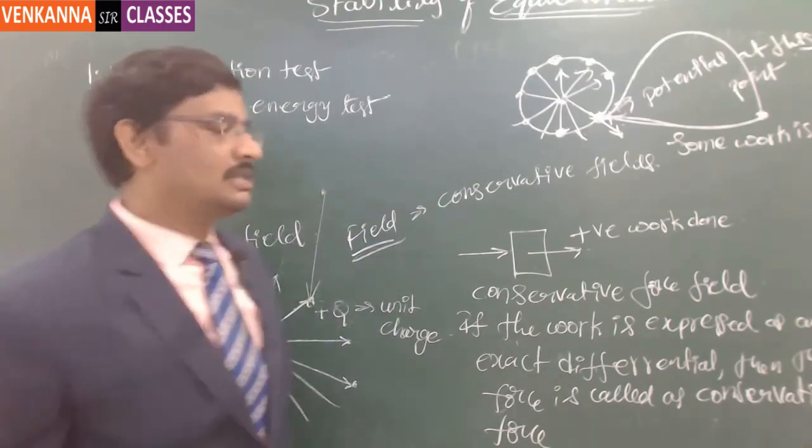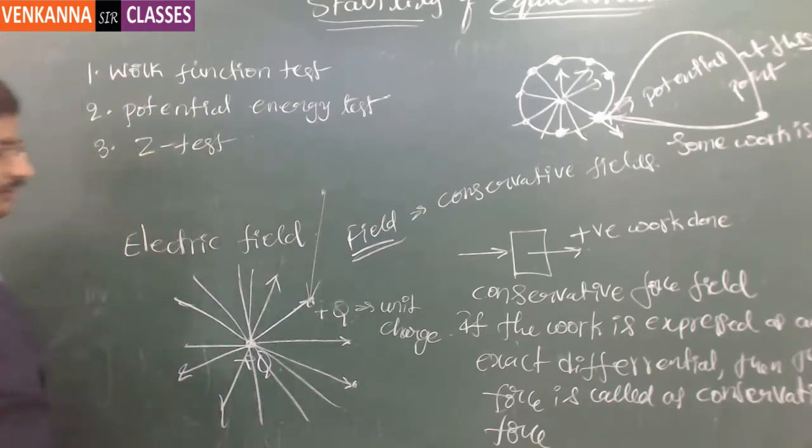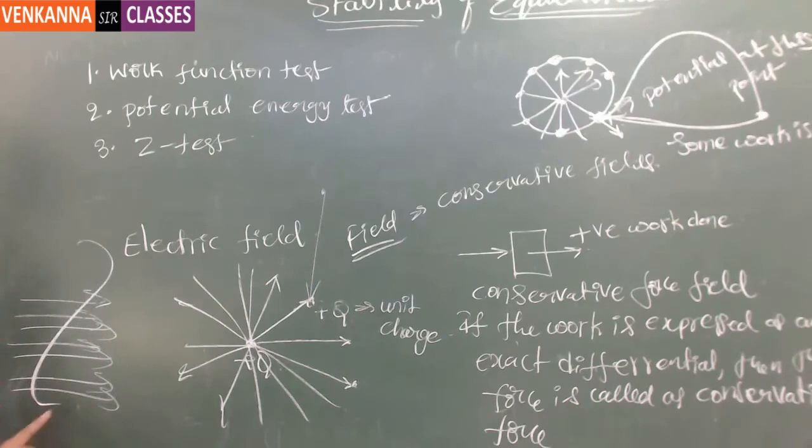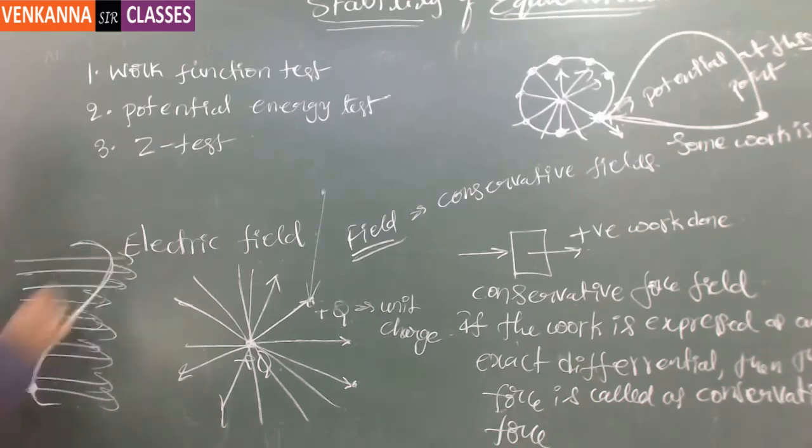Why? Because, see this, I will give a different example. Let us say there is a force like this. So this is the force field. And I have taken a path like this, and then I have moved this charged particle from here to here under the influence of this force. Like this. Now this is point A and this is point B. So essentially from A to B I have traveled in the direction of the force.